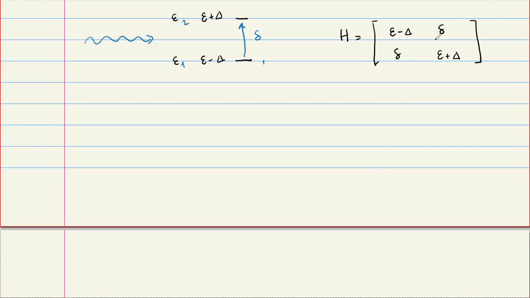So the Hamiltonian is Hermitian, right? If you take delta 1, delta 2, Hermitian means transpose conjugate. For it to be Hermitian, delta 1 and delta 2 should be equal, so I just put the same number. Good?